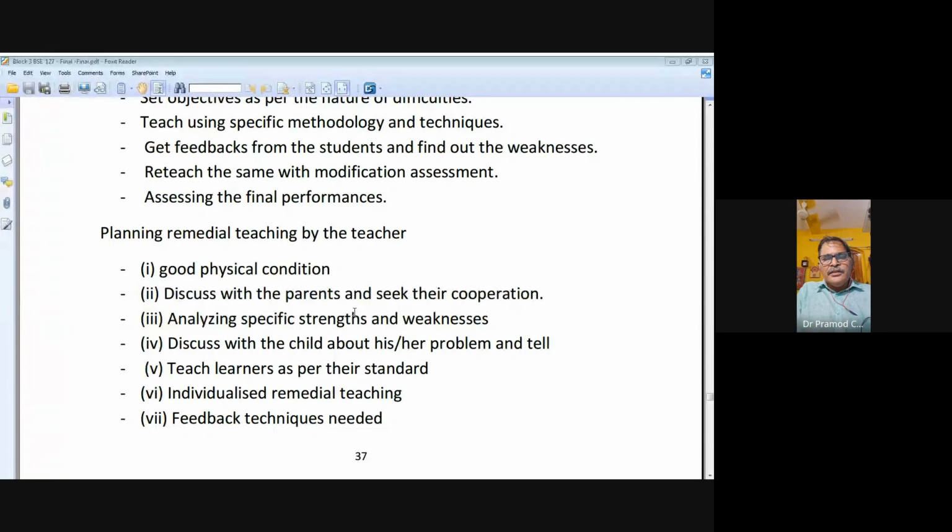Remedial teaching should be provided by the teacher. Good physical conditions should be there. Parents should be cooperative, and specific strengths and weaknesses of the children should be known, and you can discuss with the child about his problem, and also you will have to give some suggestions. And individual remedial teaching is very important.